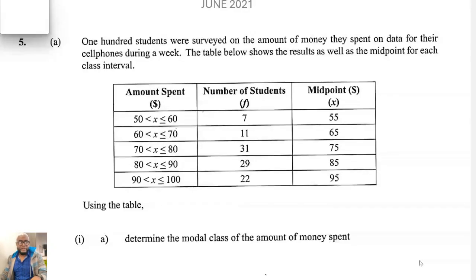So we're on June 2021, number 5. So right, let's read. Where's my pen? So they said, hold on.